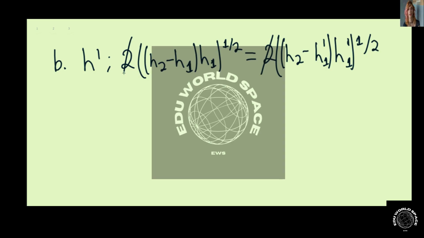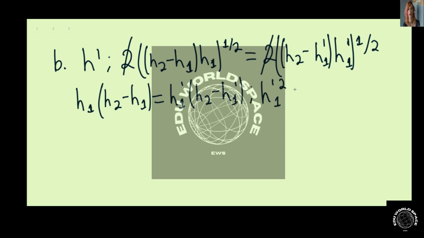So at this point, the 2's cancel out, and we find that h sub 1 times h sub 2 minus h sub 1 equals h sub 1 prime times h sub 2 minus h sub 1 prime. So we can say that h sub 1 prime squared minus h sub 2 h sub 1 prime plus h sub 1 times h sub 2 minus h sub 1 equals 0. That is a quadratic equation, and we can use the quadratic formula in order to solve.